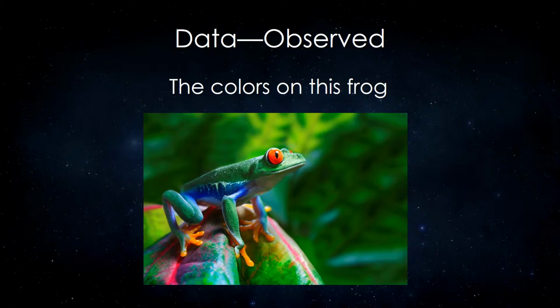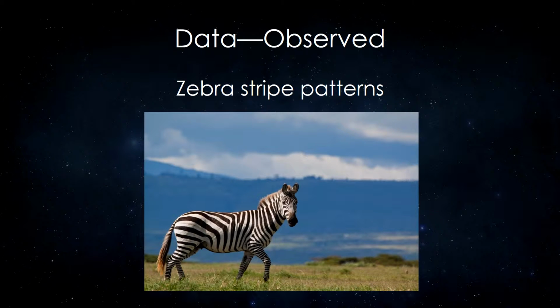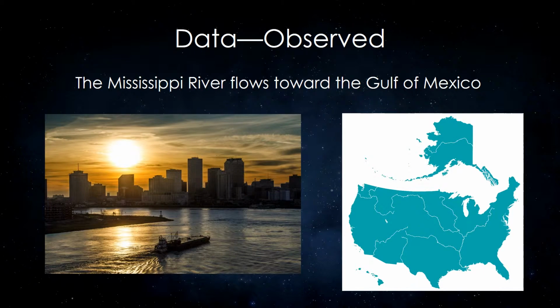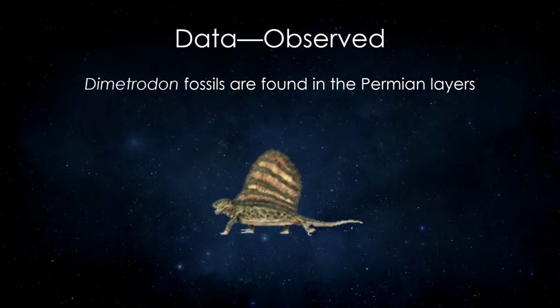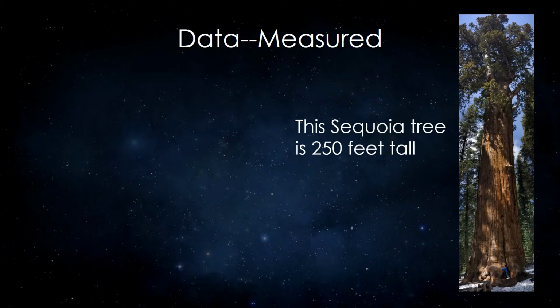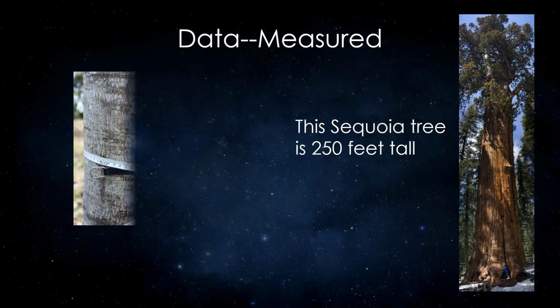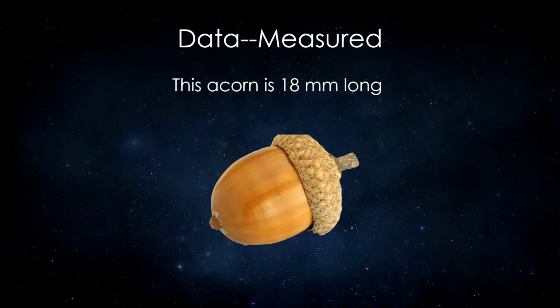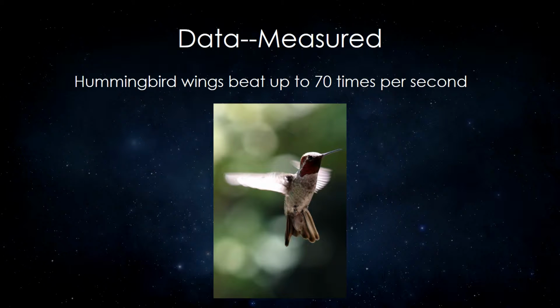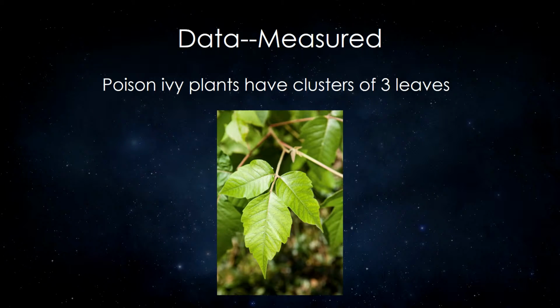We can observe the colors on this frog, or that the stripes go different directions on this zebra. We can observe that the Mississippi River flows toward the Gulf of Mexico, that the leaves of non-evergreen trees turn colors in the fall, and that Dimetrodon fossils are found in the Permian layers. We can measure things like the height of a sequoia tree or the distance around a tree trunk. We can measure the length of an acorn, the number of times a hummingbird's wing beats per second, and how many leaves are on a poison ivy plant.